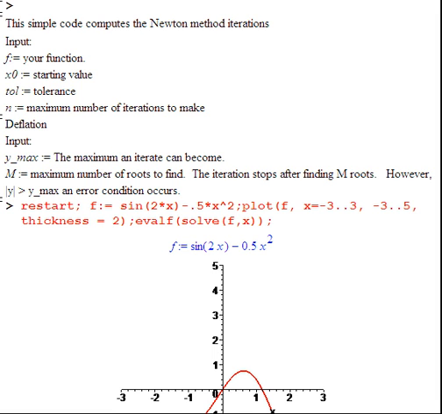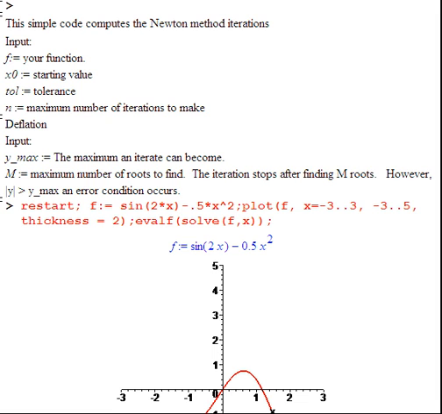The maximum number of iterations to make: if we exceed that, we just assume it's not going to converge. This is another condition you put into a program so it doesn't go into an infinite loop. Y max is a value such that if the deflated derivative is less than the reciprocal of it, we stop the iteration and say we can go no further.